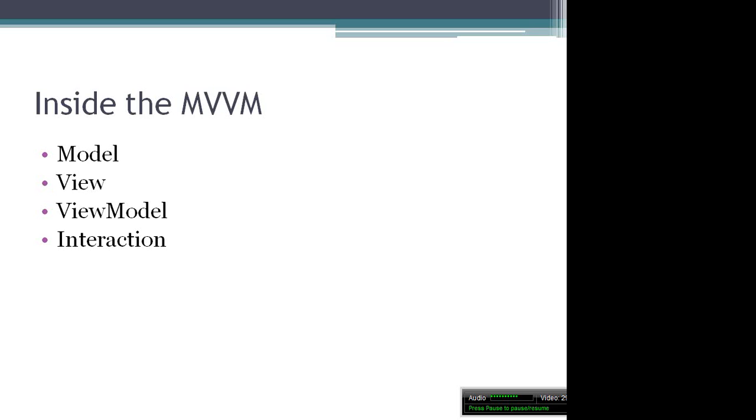So for interaction, the model should not know about anything. The view also knows nothing about the presence of a model and view model. It just knows that there will be some data coming from somewhere. It doesn't have to bother about where it's coming from. It just needs to show the data. That's it.